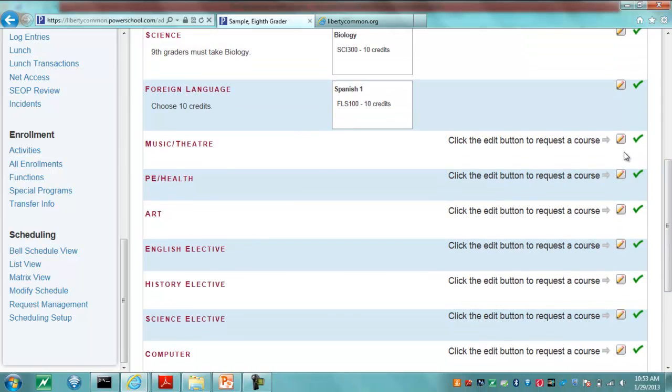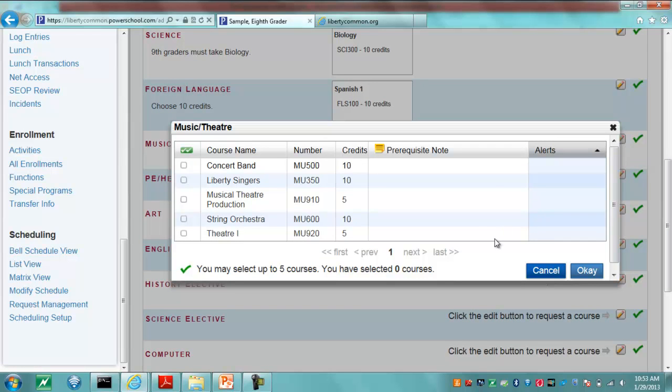Now, as we look at electives, we have music and theater. If you're a concert, band, or orchestra student, we highly recommend that you continue on with that and take advantage of the great music program that we have to offer here at the school. You also have some theater options in there as well in 9th grade.